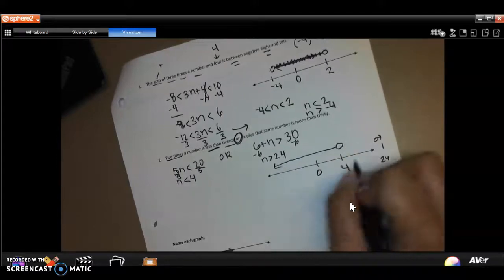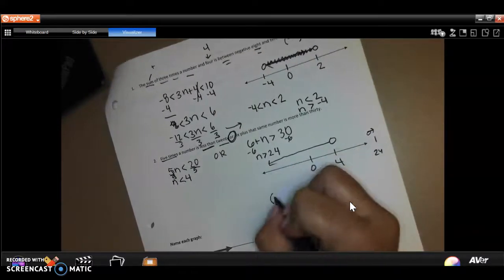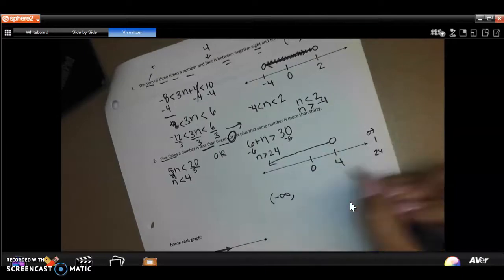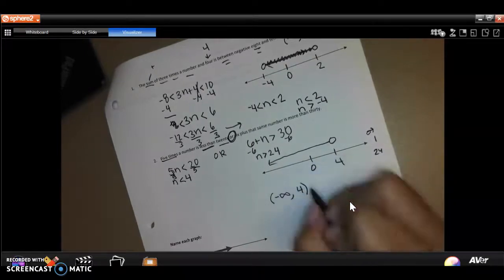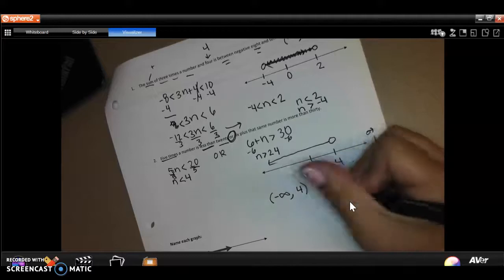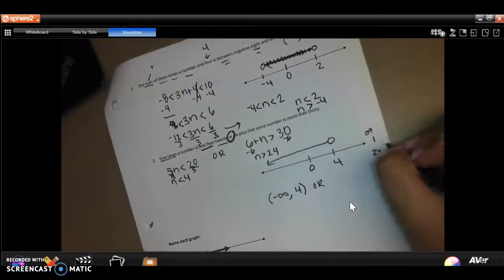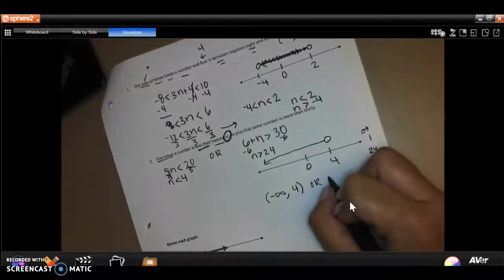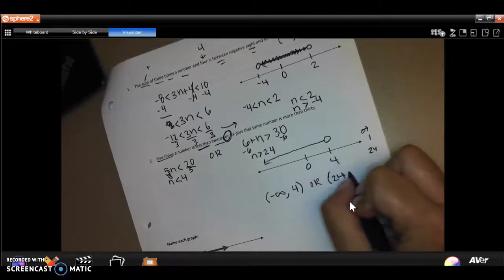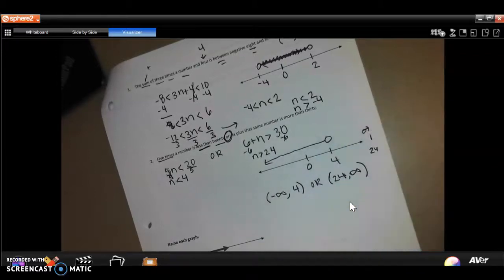I know for this one, for interval notation, the lowest it can get is negative infinity. The highest it can get is super close to 4, but it does not hit. Okay, or the smallest this one could be is close to 24. The highest it could get is positive infinity. All right, down below, these are easy.